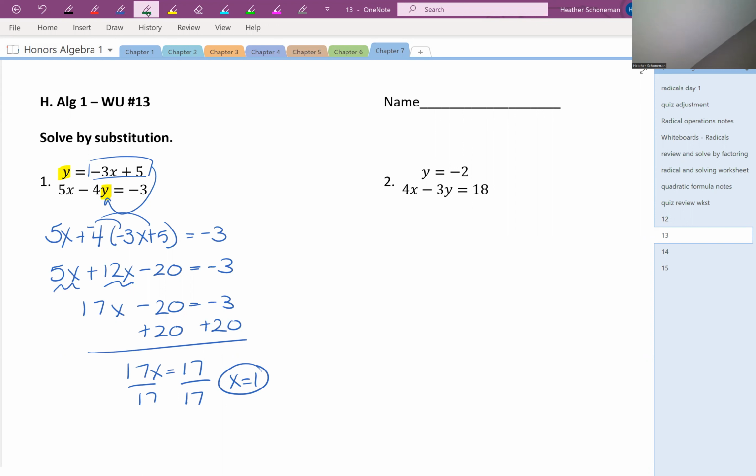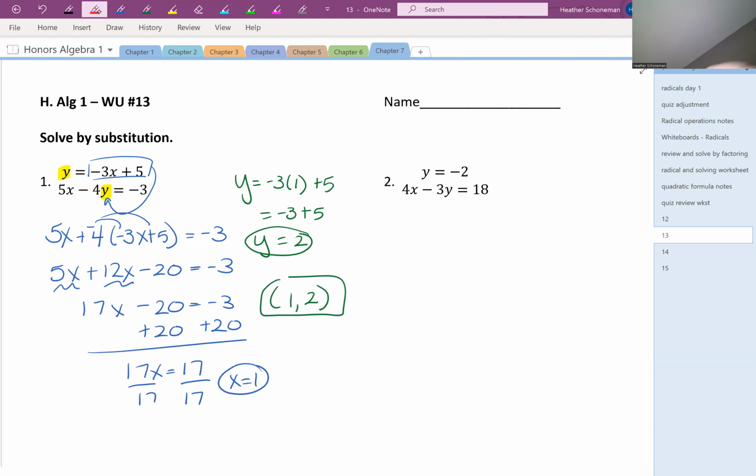So now I've got to take this and plug it back in, and you can plug it into either one that you want. The most efficient one, though, is the one that says y equals. So negative 3, and instead of x, I now know that x is 1, plus 5. So I have negative 3 plus 5, which is 2. So my final answer I write as an ordered pair, x and then y. So it's (1, 2), and there's my final answer.